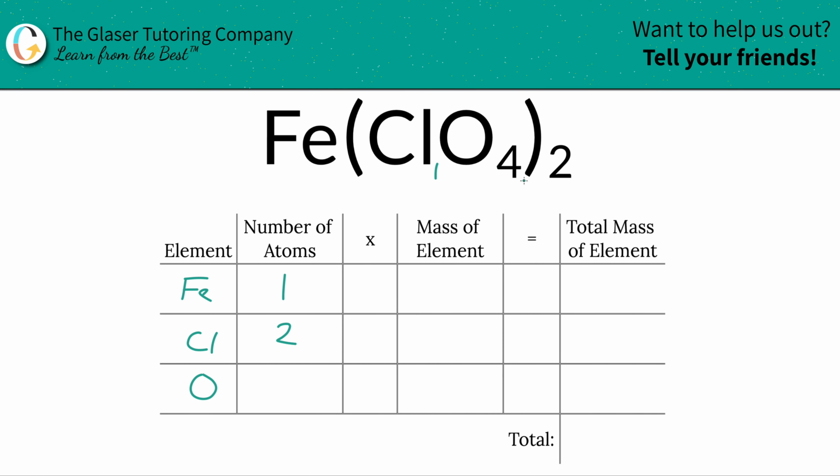The amount of oxygen inside the parentheses is 4. You're going to multiply it by the subscript on the outside, so you're going to get a total of 8 oxygens.